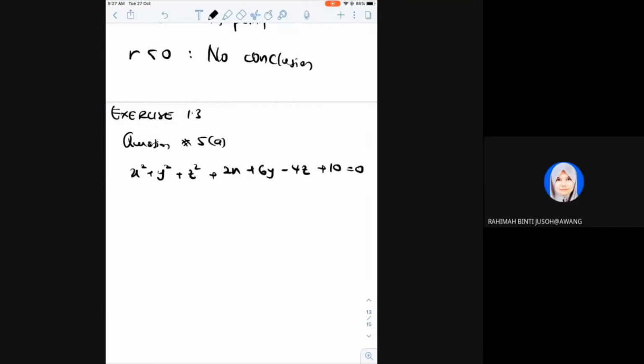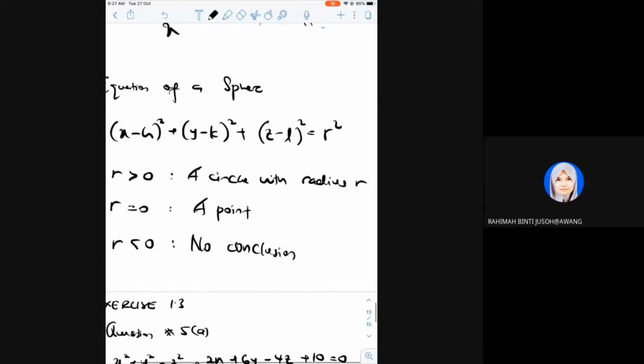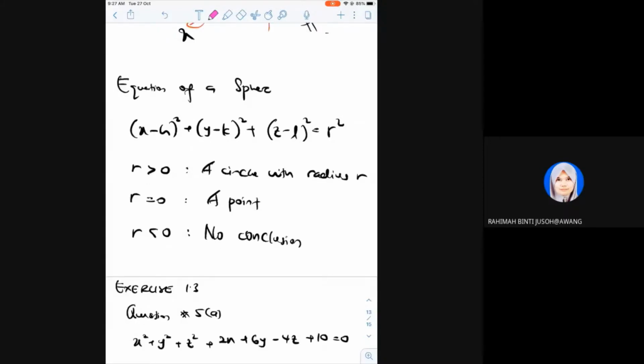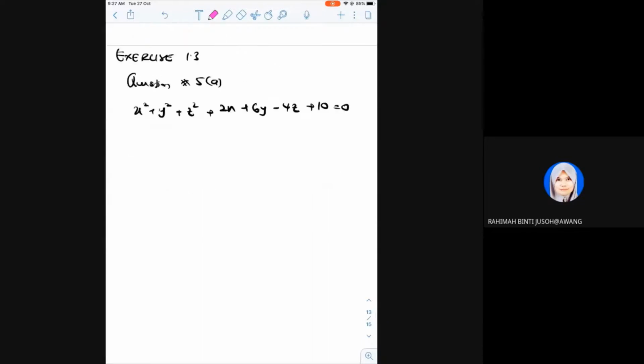Alright. Guys, when the question asks you to find the radius and also the center, what you should do is, you need to transform this equation into the general form like this. General form ni. You kena transform dalam bentuk ni. So how do we transform here? By completing the square. Okay, by completing the square.